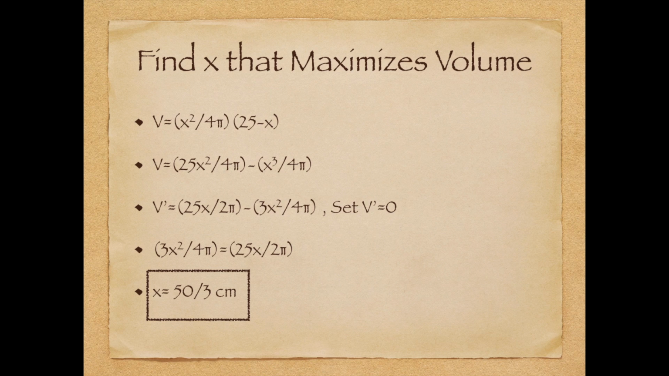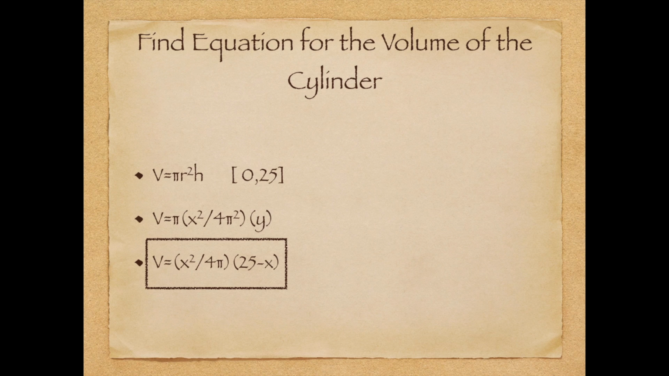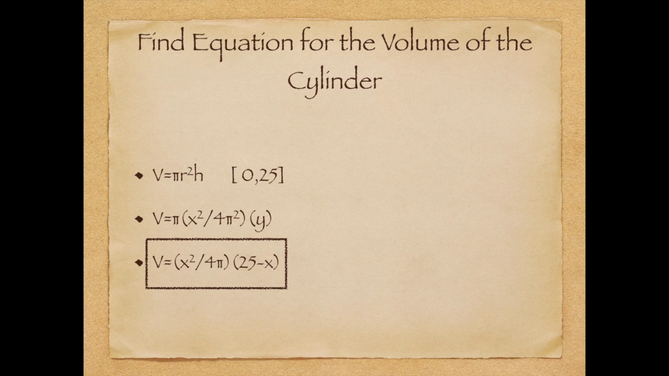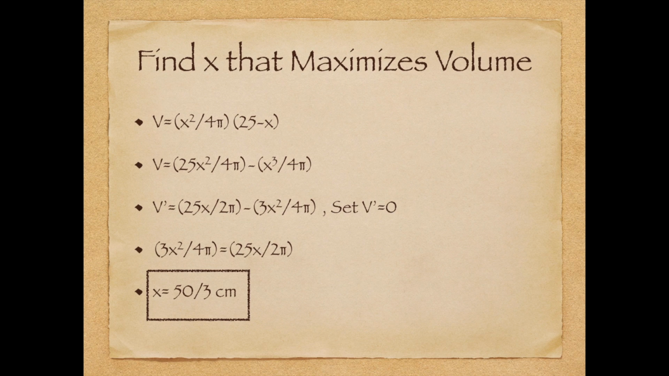The next part is finding the x that maximizes the volume. So we're going to do the same thing here, but before we do the equation, we can see on the previous slide we solved for y because we got the perimeter. We used the perimeter: we did 50 minus 2x, divide by 2, and we get y equals 25 minus x. So we plug that in for y there. That's how we got that volume equation. We use the volume equation and distribute our x squared divided by 4 pi times 25 minus x, and we will get 25x squared divided by 4 pi minus x cubed divided by 4 pi.